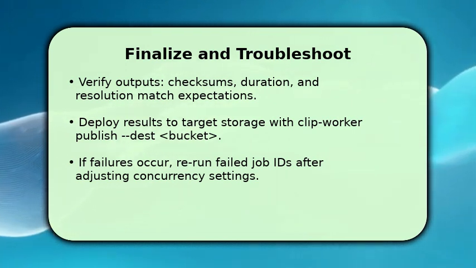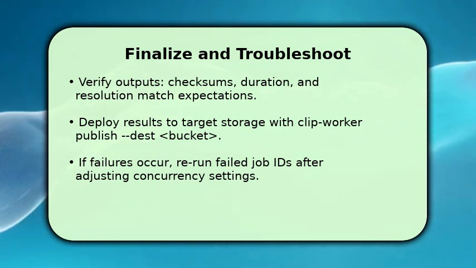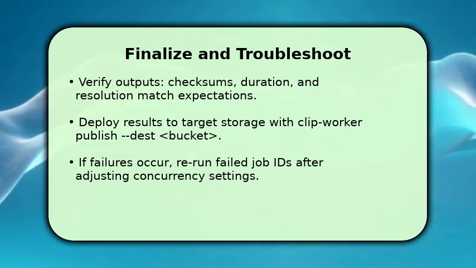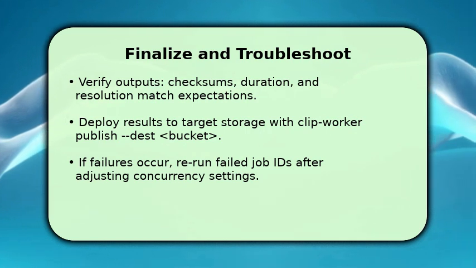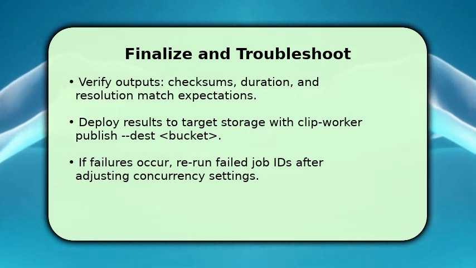reads. If something goes wrong, check the failed job ID and logs, then rerun those IDs after lowering concurrency or increasing timeouts. This targeted retry approach saves time versus restarting.